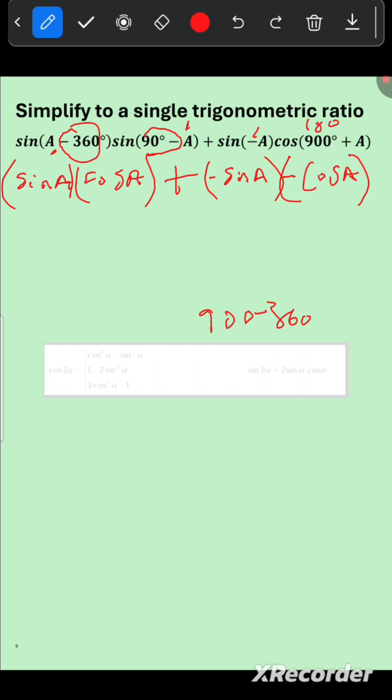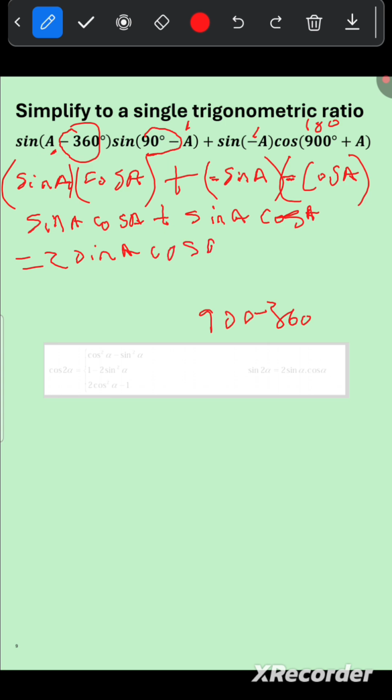Now sine times sine, sine times cos is sine cos. Then negative times negative is positive. Sine A times sine A, cos A. Now these two are like terms, so you'll have 2 sine A cos A.